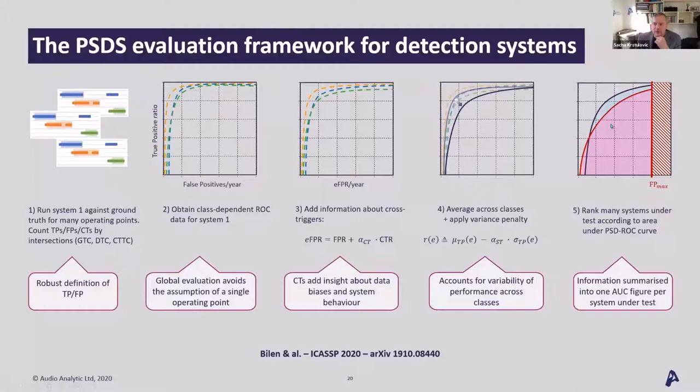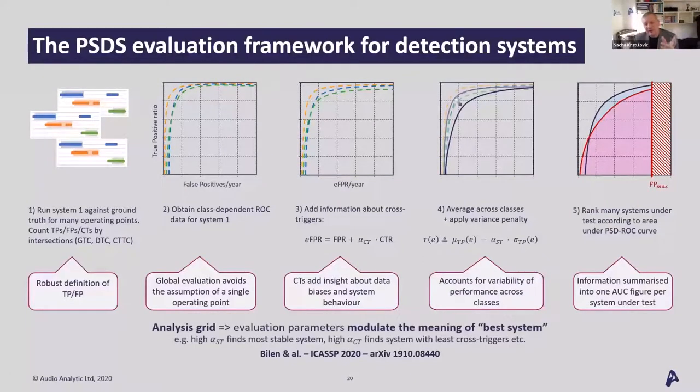Those are just hand-drawn examples, okay? But they make that point that your system choice might depend on your operating point. And also you want to look at the regimes which make sense from the standpoint of an application. Above a certain amount of false positives per month or year, it doesn't even make sense to deploy the system. So you want to consider the system performance where it's useful to consider it.